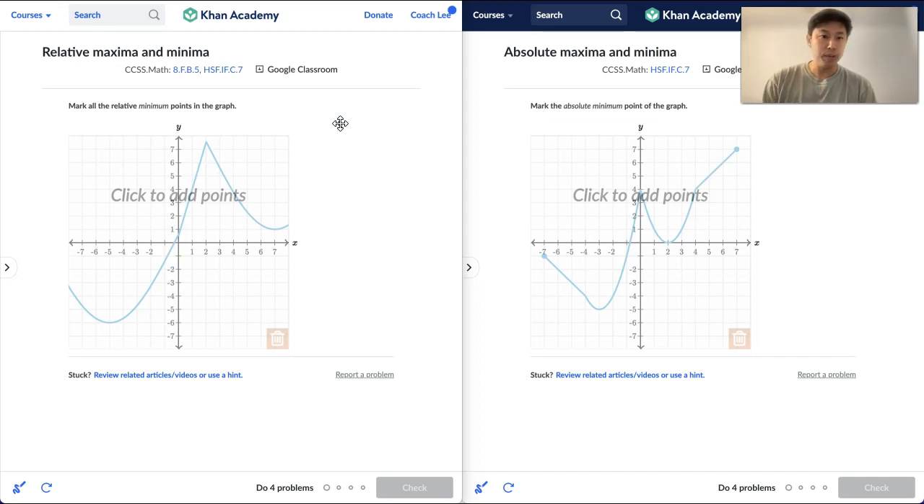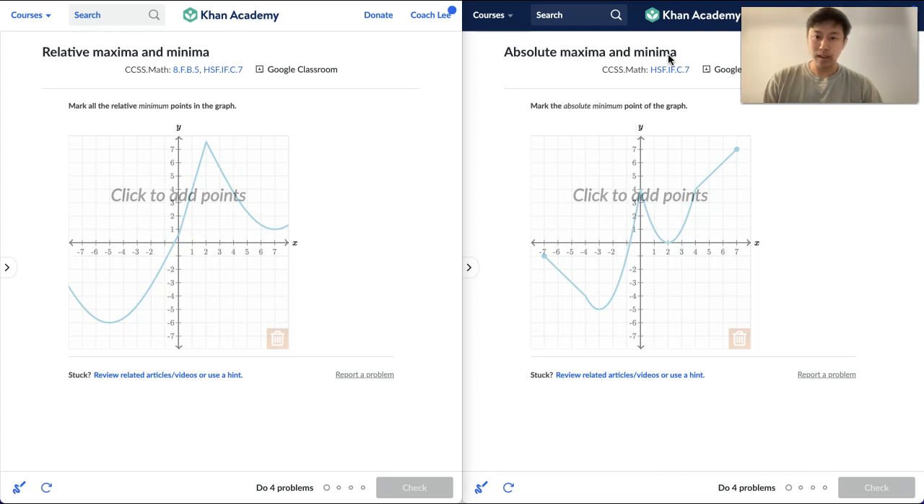Okay, so there's two different types. You have relative maxima and minima, or you have absolute maxima and minima. Okay, so I actually want to start with the absolute. Absolute just means out of your entire graph, where is your maximum point, your highest point, and your lowest point, minimum point.